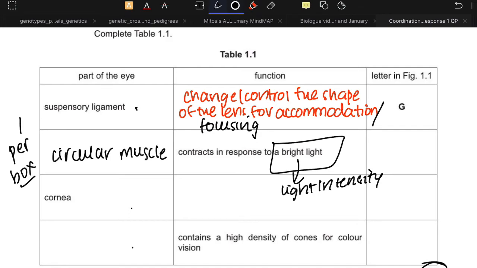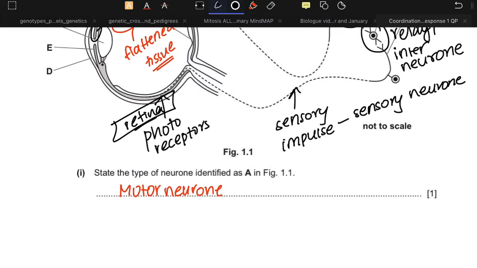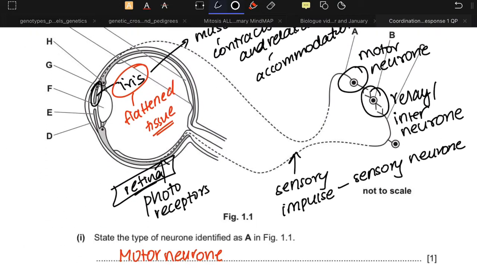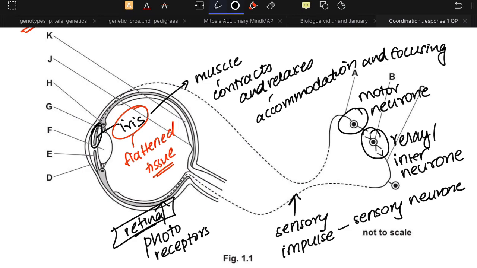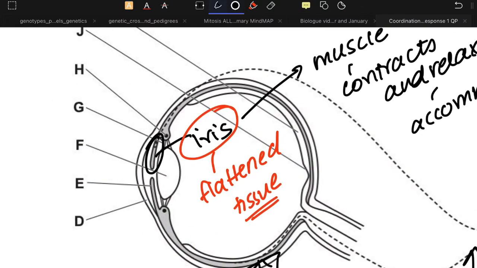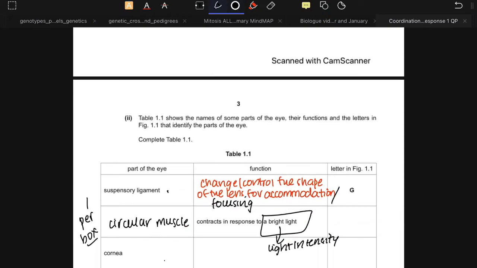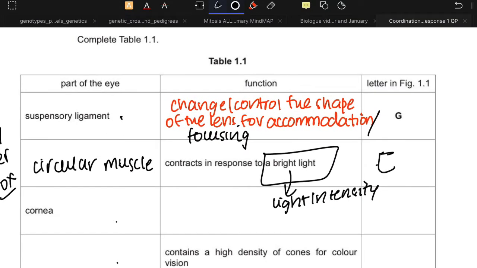And which letter is this? Let us check. The letter for this should be E, right? Yeah, pretty much, because these muscles, remember, where are they placed? They are placed in the iris. So these muscles should be present in the iris. This is for circular muscles. Alright, so this is E. So the answer for this is E.